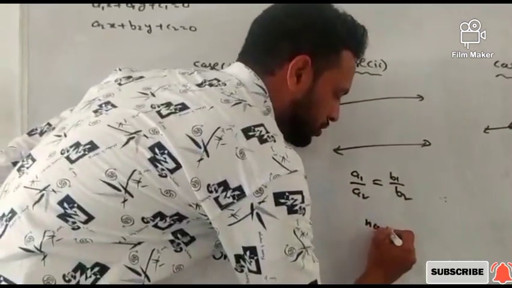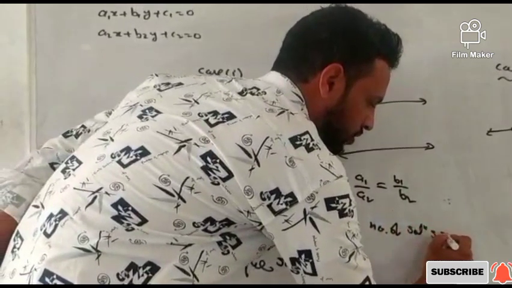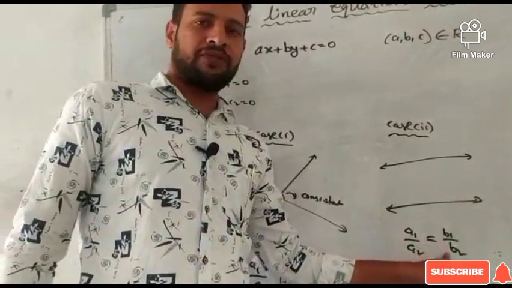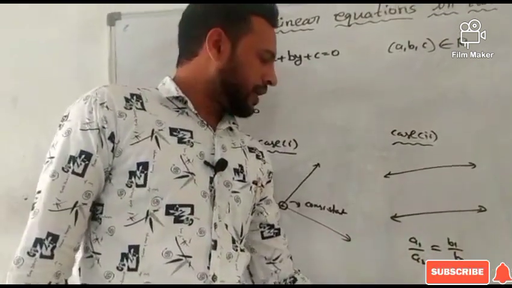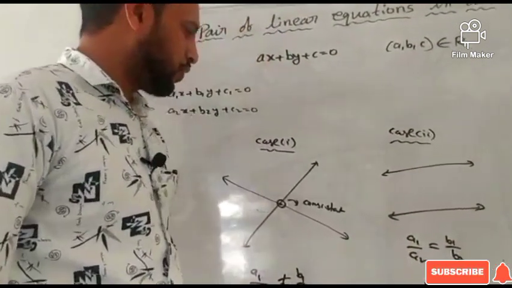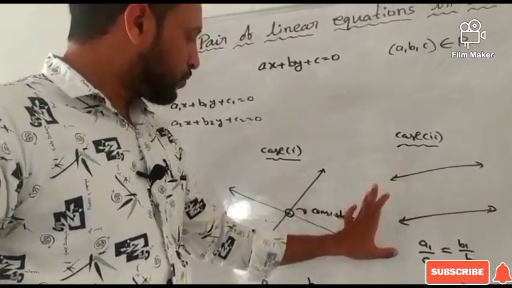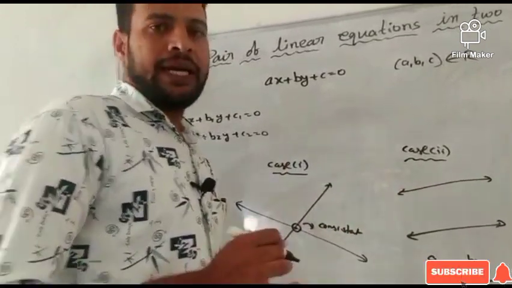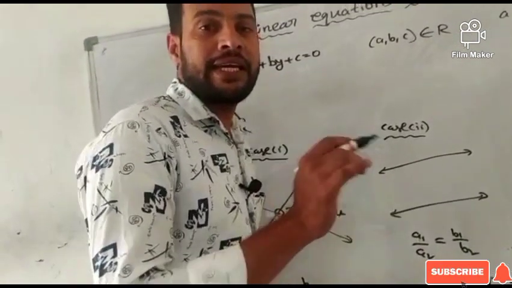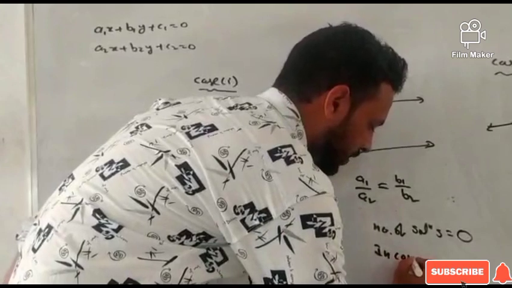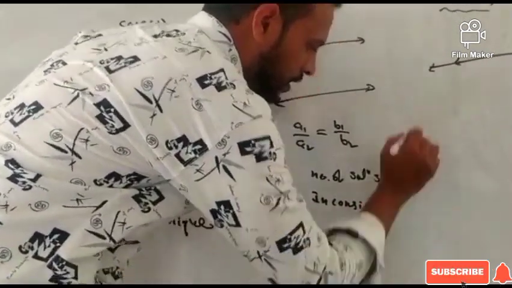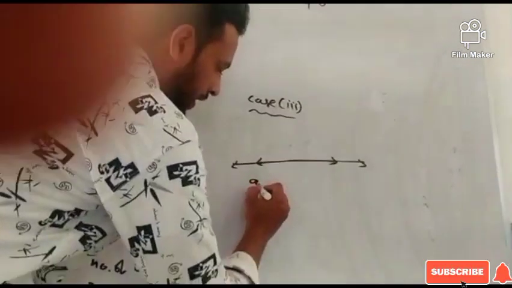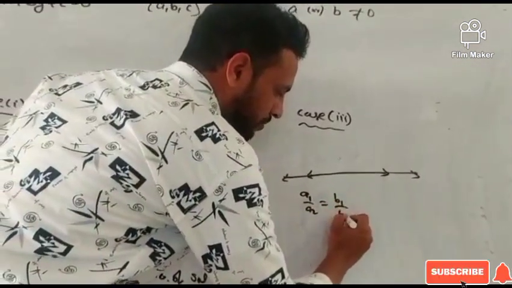So the number of solutions is equals to 0 here. Now if a1 by a2 is equals to b1 by b2, then two lines are parallel. The number of solutions is equals to 0. If the two lines are parallel, they are said to be inconsistent lines. What we can say? Inconsistent.